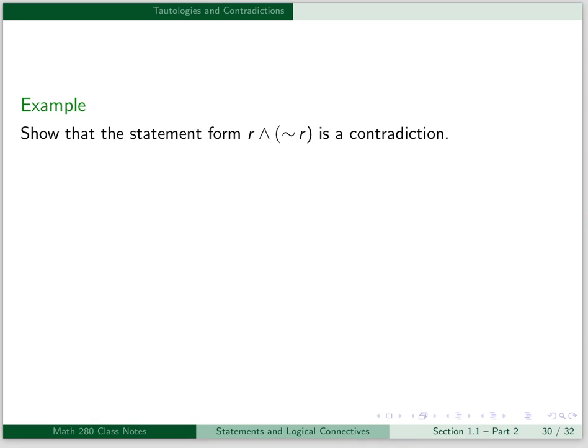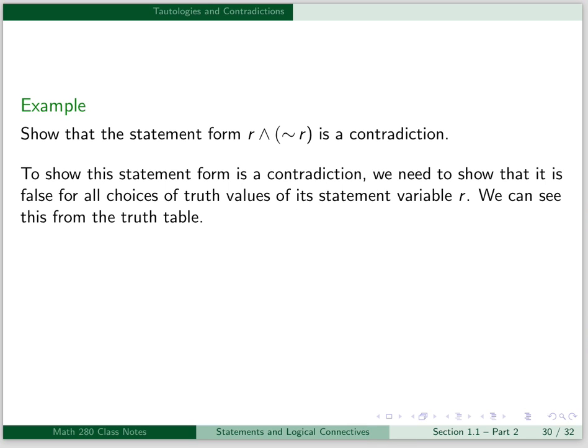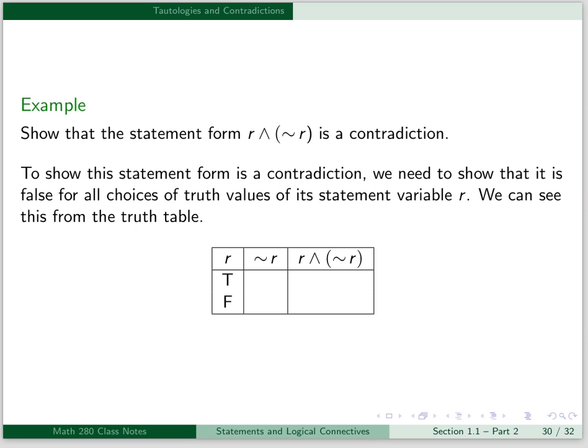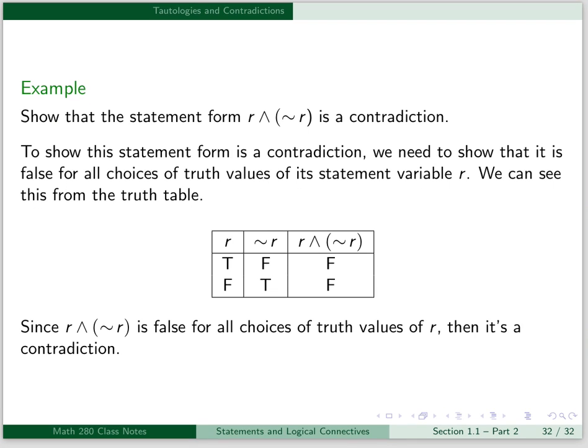For the next example, we want to show that the statement form R and not R is a contradiction. To show this as a contradiction, we need to show that it is false for all choices of truth values of its single statement variable R. Okay, we can see this from the truth table. Since R and not R is false for all choices of truth values of R, then it's a contradiction.